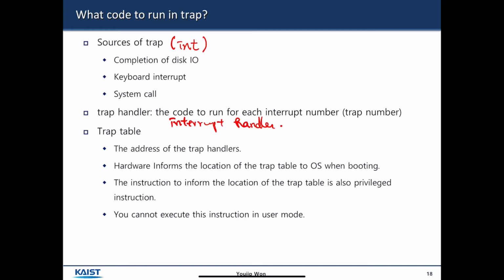There is a very important data structure called the trap table. It contains the addresses of the trap handlers defined in the system. When the system boots, the hardware informs the operating system of the location of the trap table. The instruction to inform the location of the trap table is also a privileged instruction. You cannot execute this instruction in user mode. Once you know the location of the trap handler, then you might be able to manipulate it. So it shouldn't be exposed to the user process.